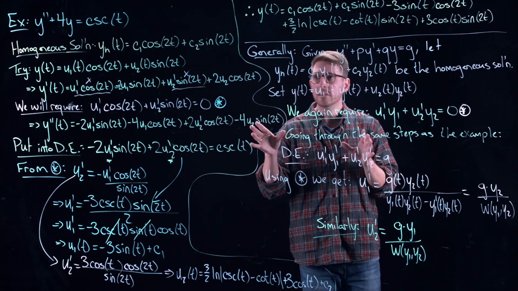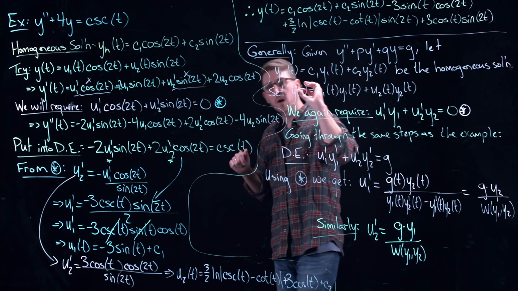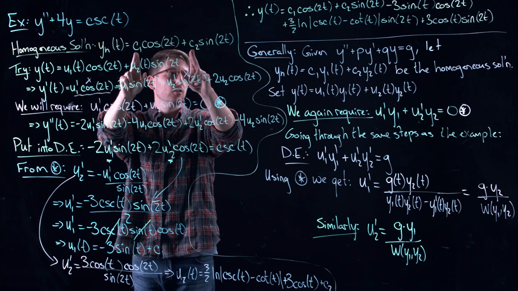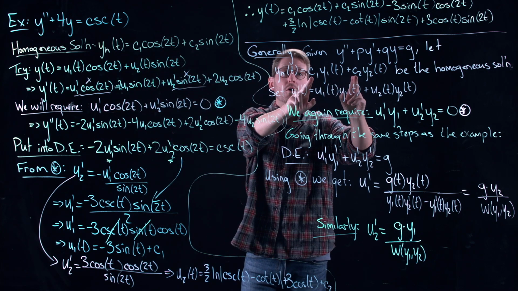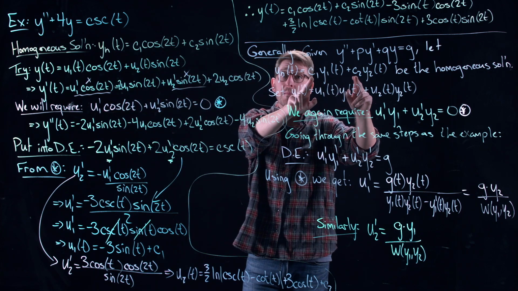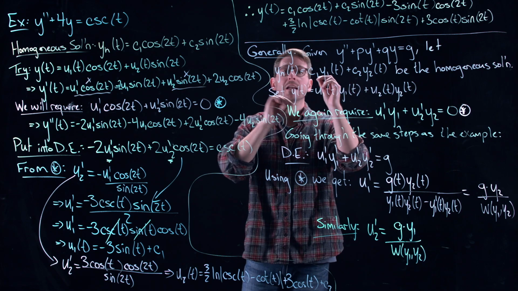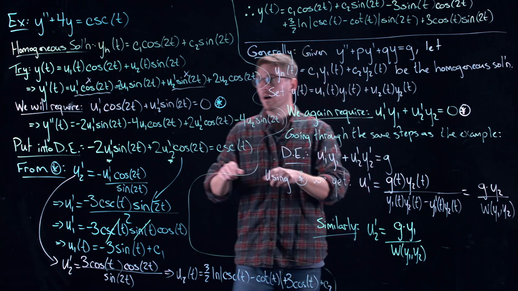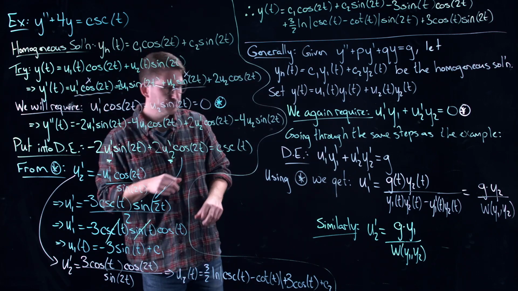Again, this is called the method of variation of parameters. I want you to understand why: it comes from the fact that these C1 and C2s that are used to build up your homogeneous equation are the parameters in your solution. You're letting them vary in time. That's where you get the u1 and u2 from in both of these cases.